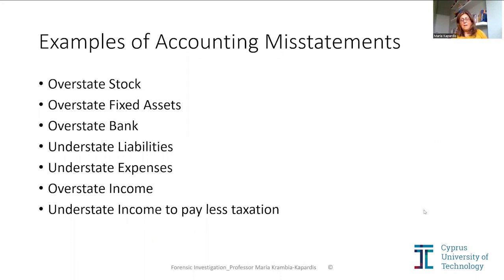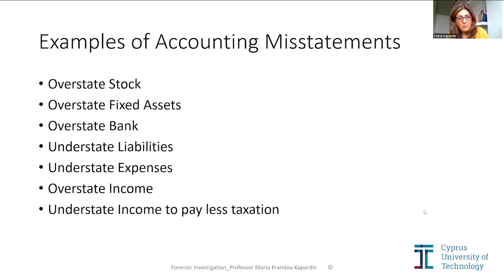Now, in addition to misappropriation of assets, there may be misstatements of financial statements. How can that happen? And what is the benefit? They may be overstating stock, inventory, fixed assets, bank. So one may be saying that they have 2 billion in the bank, whereas they don't. So their assets, their balance sheet looks healthier. More investors come in, or they get a credit or a loan from the bank. So more investors come in, and then eventually that particular company just collapses.